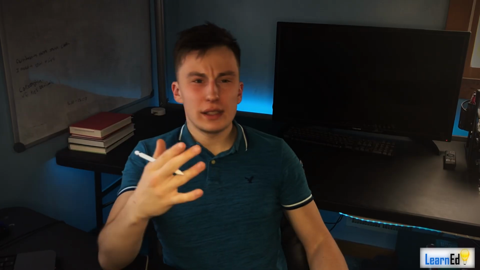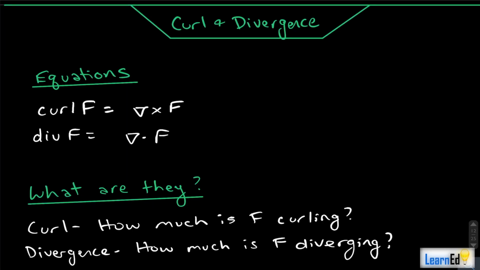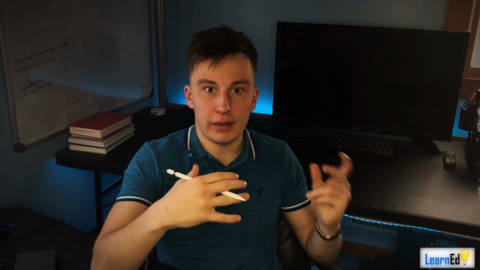And when I was in Calc 3 and I was doing curl and divergence, I just didn't know what they meant. Here's kind of what curl and divergence actually are. Curl is how much your vector field is curling, and divergence is how much f is actually diverging. Now, we'll see later when we talk about divergence theorem that divergence of f is really nice for flux computations and things like that.